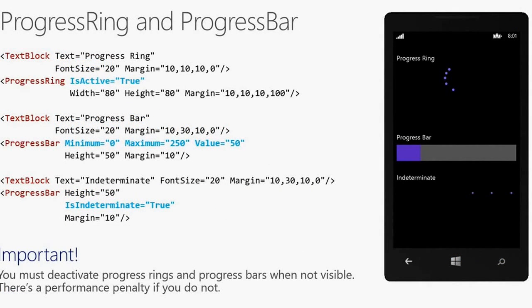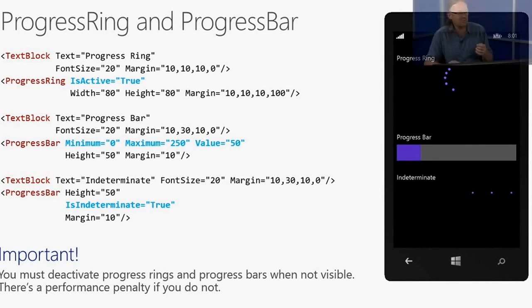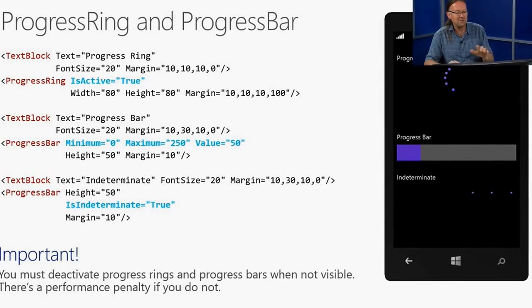We have progress rings and progress bars. These are very important. They're important across all mobile apps, particularly in phone apps, because you want to avoid that user frustration thing. When your code is doing something that's taking a bit of time, you need to keep them informed that something is happening. And you do that with progress rings and progress bars, and we've got these controls that make it very easy to do that in line.